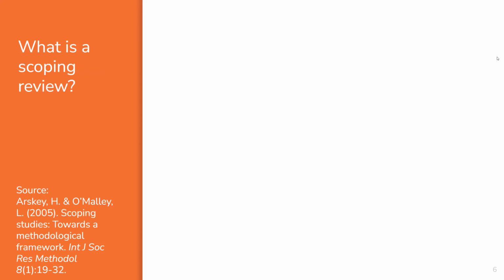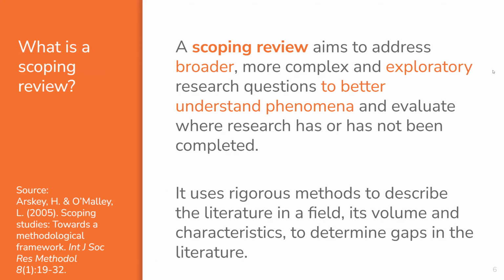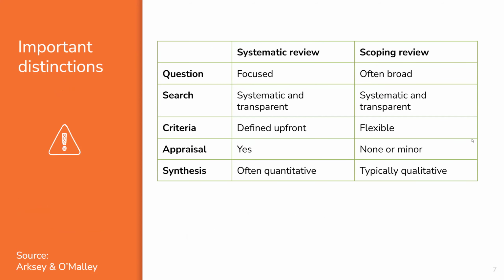So now that we've talked about systematic reviews, the next question is, what is a scoping review? A scoping review aims to address broader, more complex, and exploratory research questions to better understand phenomena and evaluate where research has or has not been completed. So if we were to compare a scoping review to a systematic review, often it's the research question that is being posed that helps us figure out whether it's scoping or systematic. We'll talk about this in a minute. It uses rigorous methods to describe the literature in the field, its volume and characteristics to determine gaps in the literature. So let's compare them side by side now.